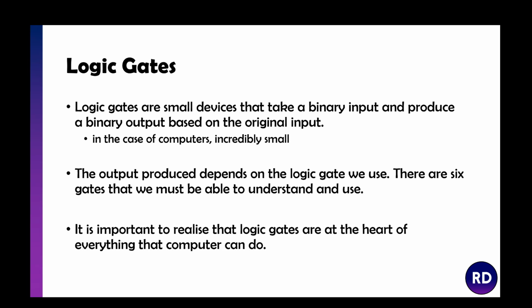Now, logic gates are small devices that take a binary input and produce a binary output based on what the input is. In the case of computers, they're incredibly small. They use things called transistors. The output produced depends on the logic gate we use. There's 6, as I've already said, that we must be able to understand and use, and it's important to understand that logic gates are at the heart of everything that computers can do.